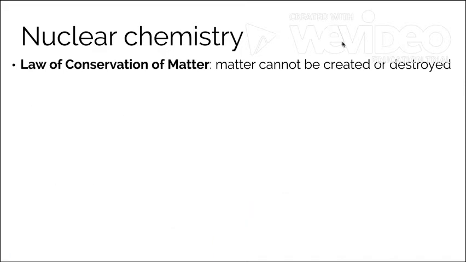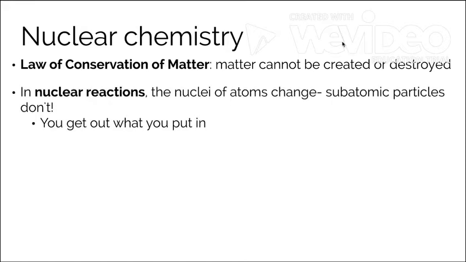Now, when it comes to nuclear reactions, we're still playing by the same rules, right? The law of conservation of matter still applies. We can't make new matter, we can't get rid of matter, we can only change it in small ways. And so what this looks like in a nuclear reaction is that we're actually changing the nuclei of the atoms, but the subatomic particles don't change. So it's still that same idea that you get out what you put in.